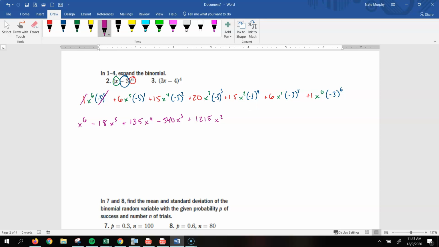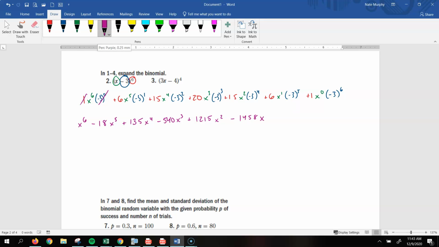Now the next one, we're going to take negative 3 to the 5th power. So that's going to be negative 243. But now we have to multiply that times 6. So that's going to be a negative 1,458. And that would be x to the first.